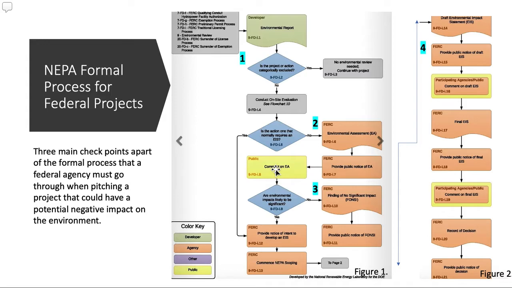Next, if the project proves to have no substantial environmental impact, this is called a finding of no significant impact, indicated by the highlighted 3 on the figure. However, if the project does demonstrate the potential for environmental impact, then an environmental impact statement must be filed. This is located on the second figure, indicated by the number 4. Throughout this process, there are 3 distinct times that the public can comment on the given project. These sections are highlighted in yellow on both figures 1 and 2.